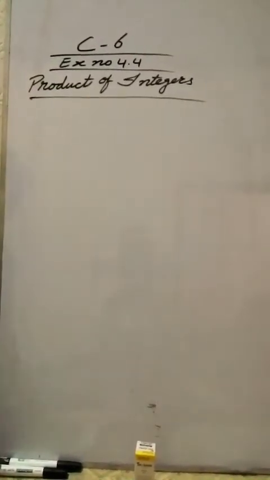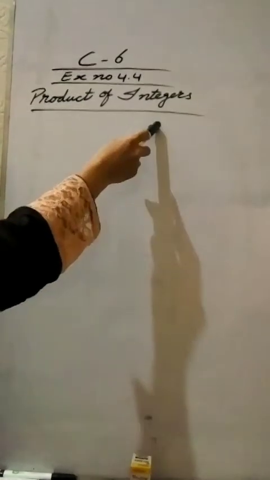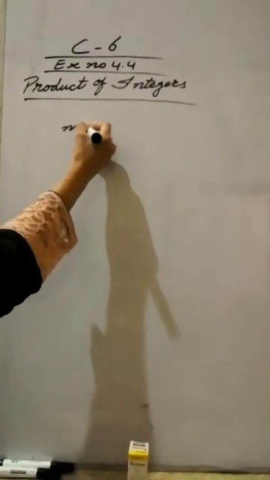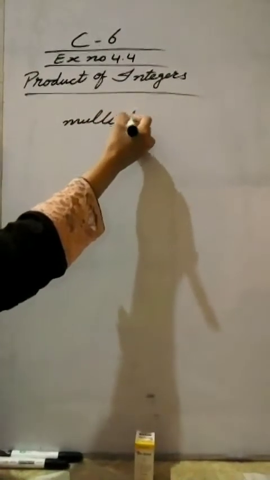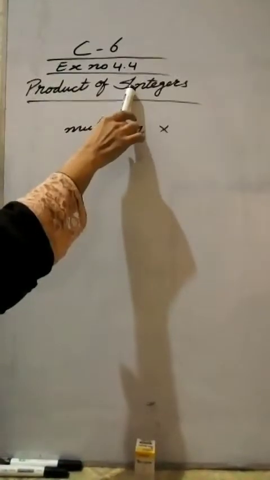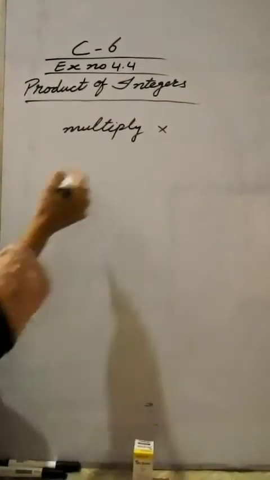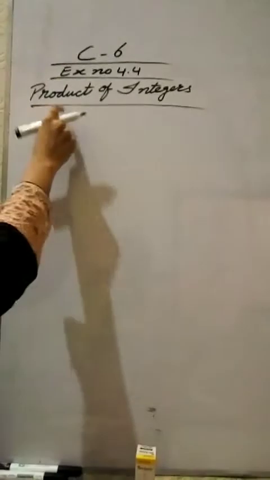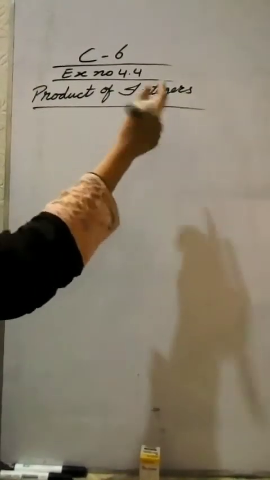Number 4.4, and the topic is product of integers. What is the meaning of product? Product means multiplication, multiply. So we need to multiply. But what about integers? Integers mean the combination of positive values and negative values. So when we have a question, find the product of integers, how to solve?